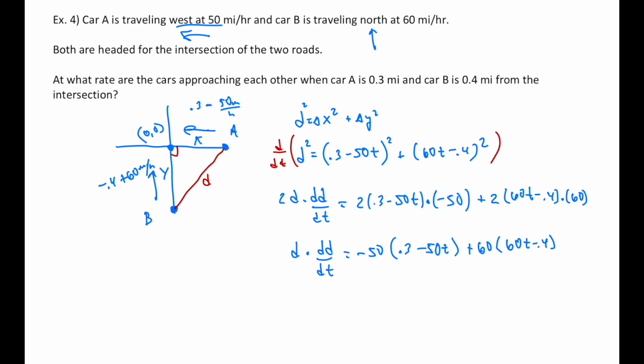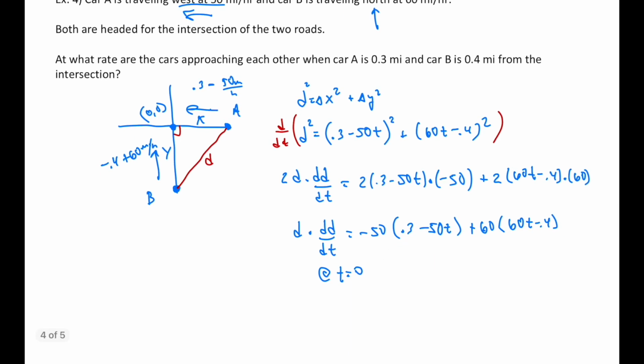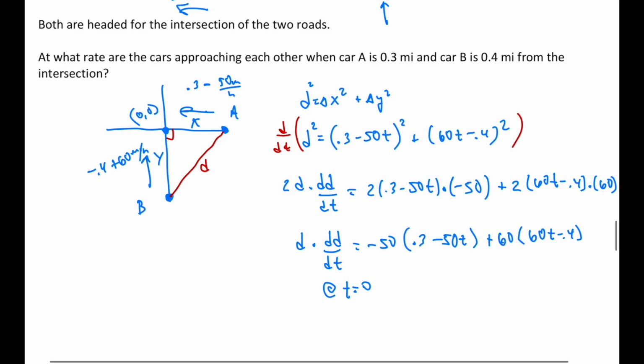We know that at the time when we are 0.3 miles and 0.4 miles away, that's basically at time 0. So we want to find dd/dt at time equals 0, because that is when we are 0.3 and 0.4 miles away from the intersection. We notice that we also need the value of d. Since we've got 0.3 and 0.4, Pythagorean theorem, d is going to be half a mile, 0.5.